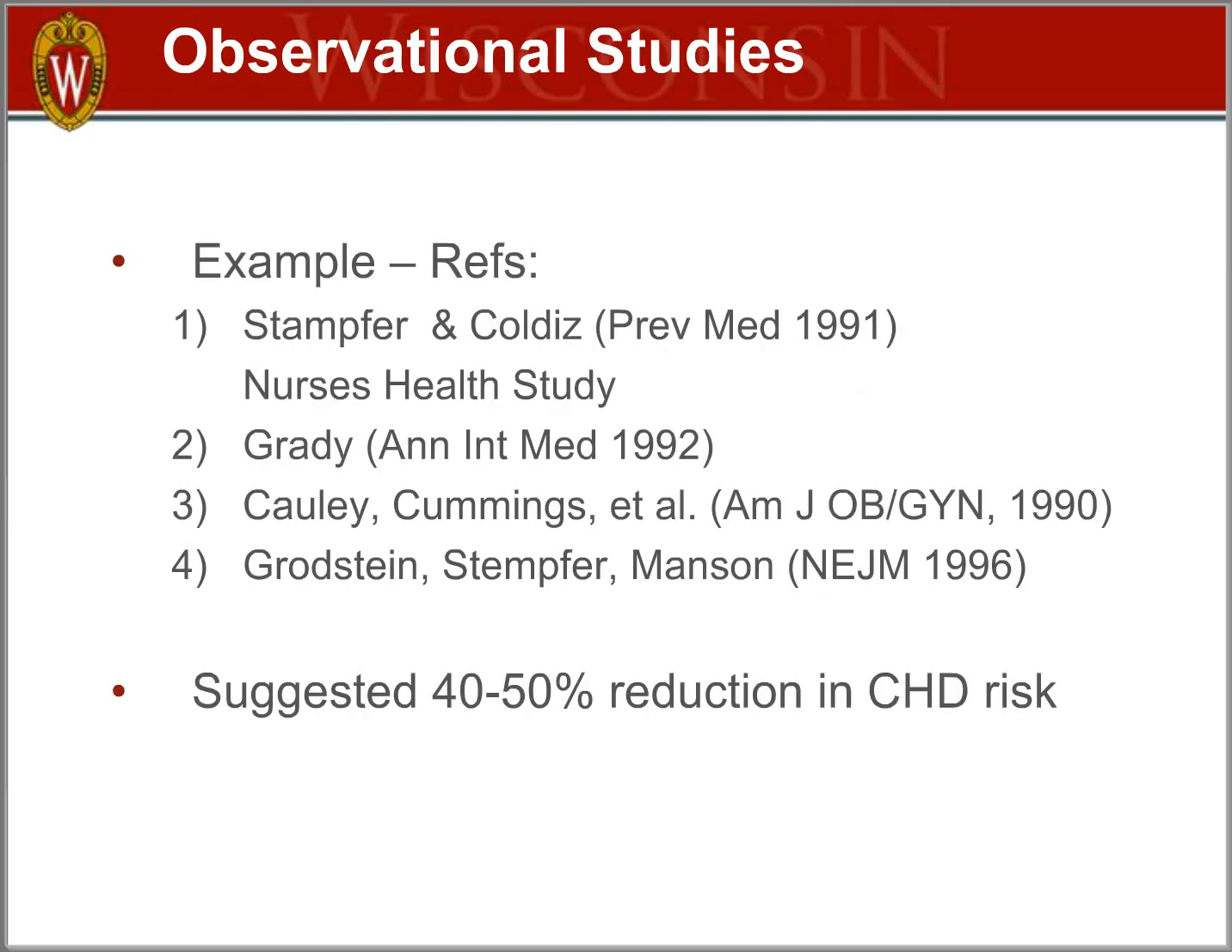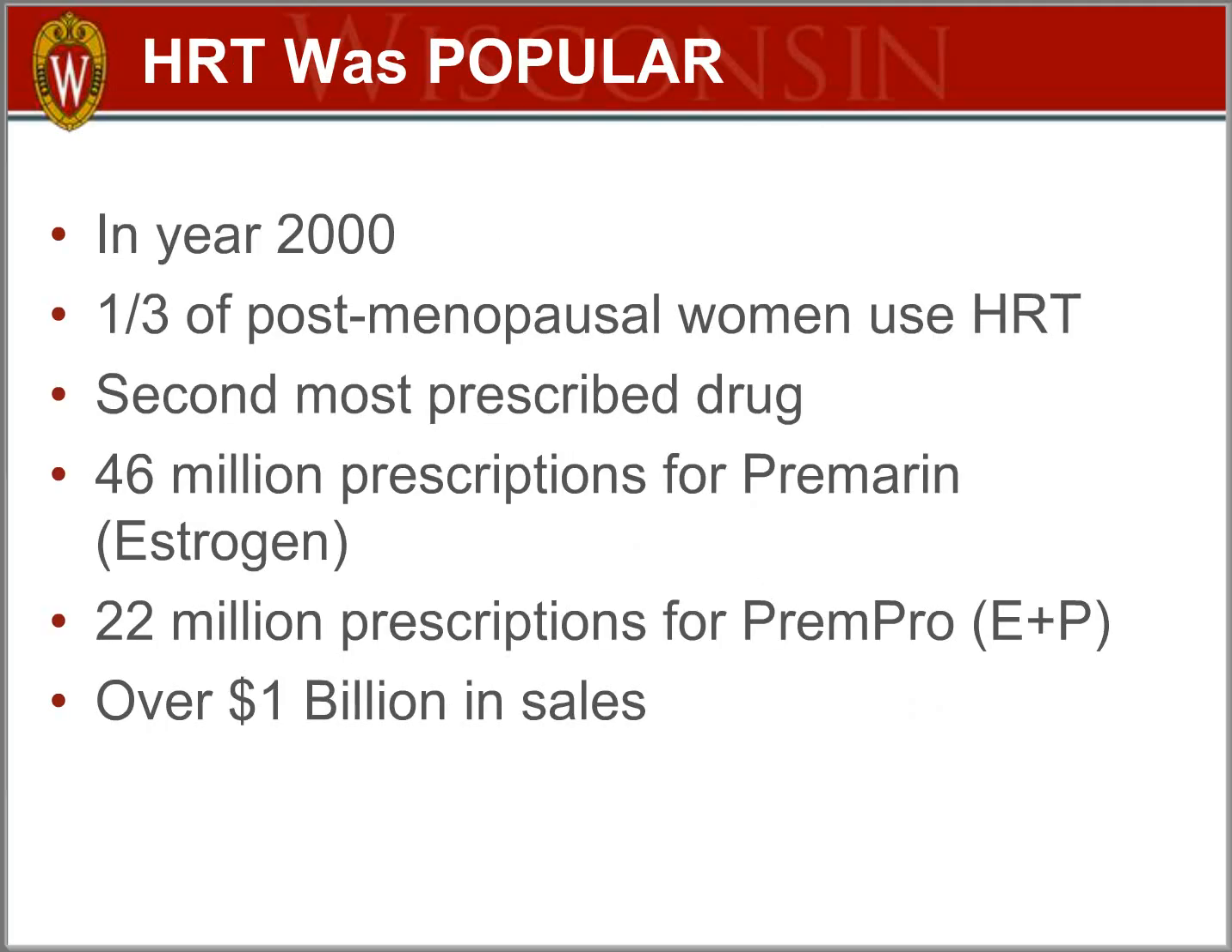These are a few of the references that provide that evidence. These studies suggested a substantial, a 40 to 50% reduction in coronary heart disease risk for women on hormone replacement therapy. As a result of this kind of data, HRT use became quite popular. In the year 2000, it was estimated that 1/3 of postmenopausal women used hormone replacement therapy.